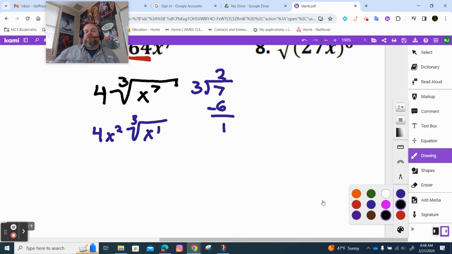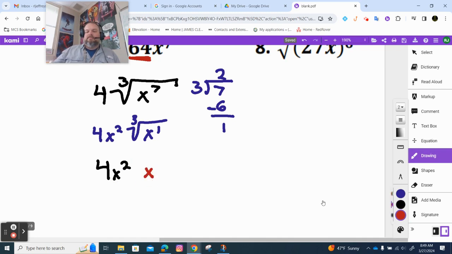Now, you could write x. I'm just doing this for... now we have 4x squared. This is 3. This is 1.